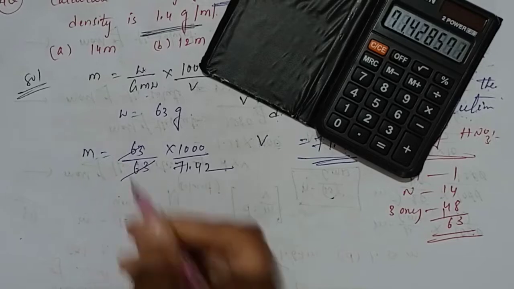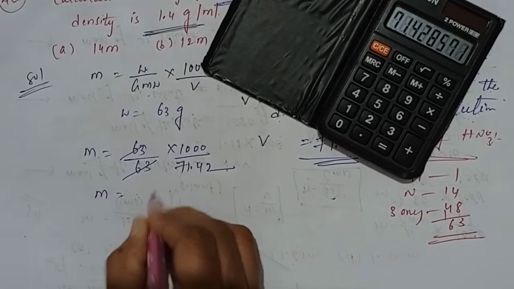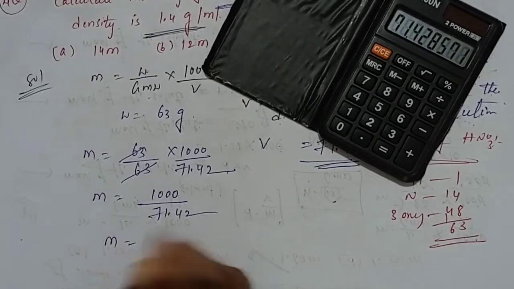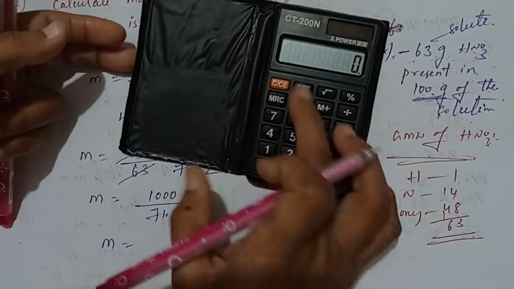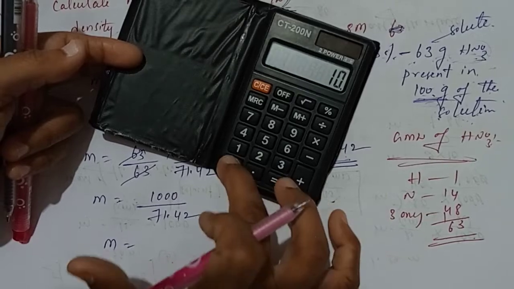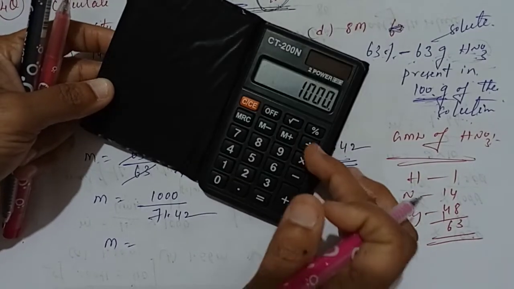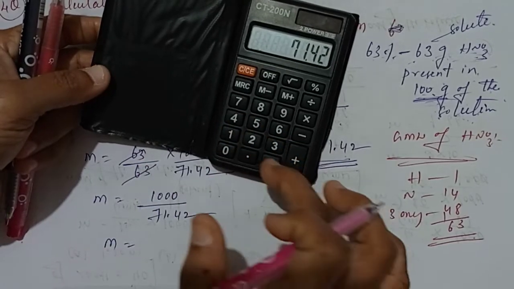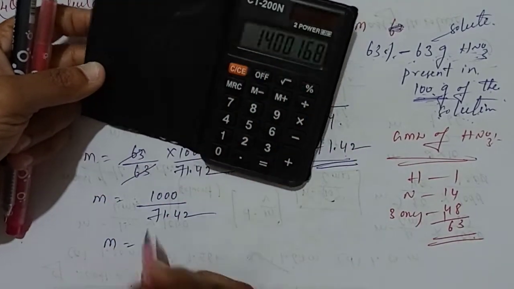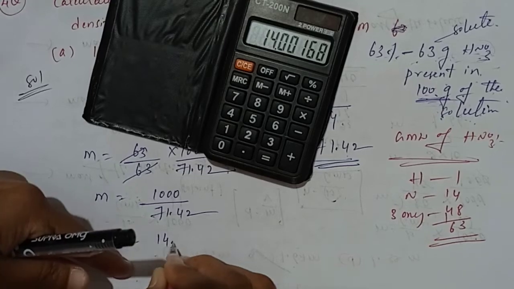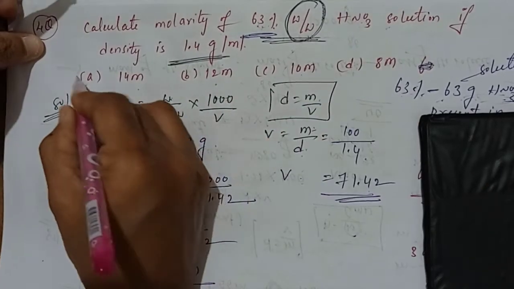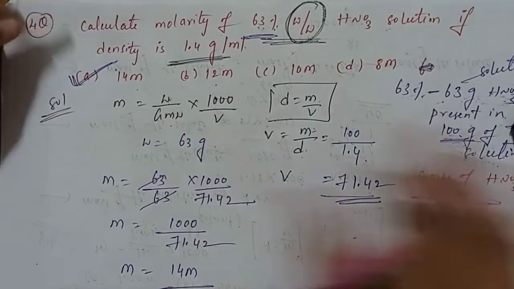This 63 will get cancelled, and M is equal to 1000 by 71.42. So 1000 divided by 71.42, how much, students? 14 is the answer. So 14 moles. So this is the answer. See here which option is correct, students? 14, 12, 10, 8. So 14 moles is correct.